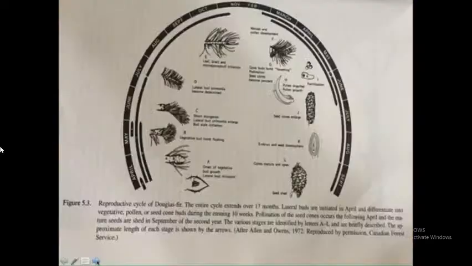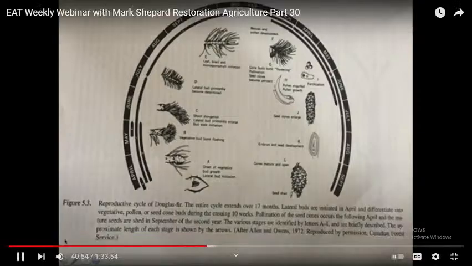So to ensure that our system is a regenerative system, it has to be able to reproduce and regenerate itself. We have to have the conditions so that the individuals within it will go through their full, complete life cycle, and it can take time. The life cycle here in Douglas fir, for example, is 17 months.